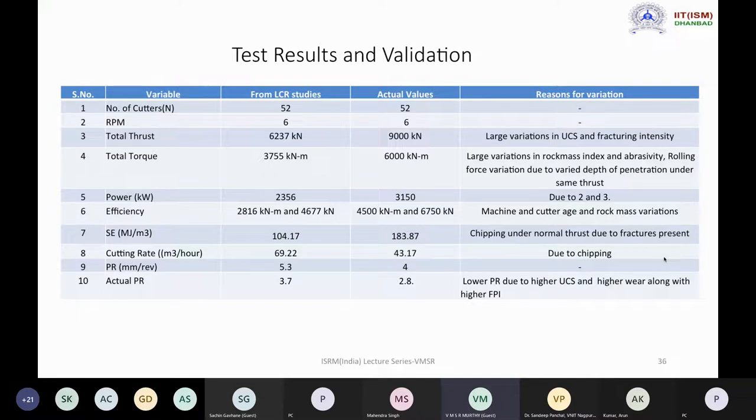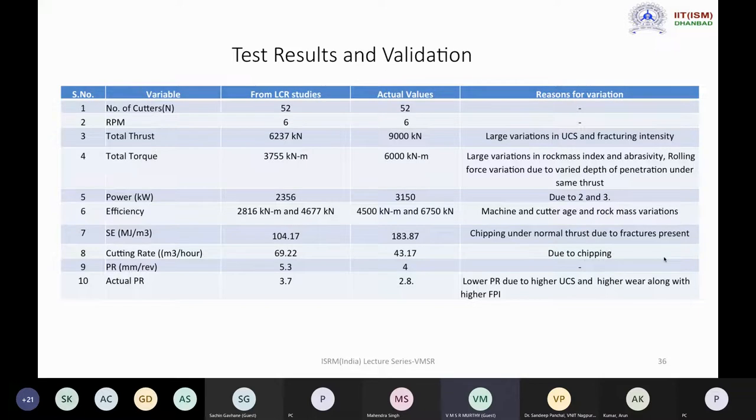You can see there is, of course, some variation. Of course, you cannot have a one-to-one relation, but we are trying to map whether there is any relation at all. The total torque from the LCR studies gives these values, and the actual values are slightly higher. The thrust is higher, the torque is higher, and the power is also higher. The reasons I have explained on the right side. The specific energy values are also obviously higher. Cutting rates, you can see that. And the penetration rate I predicted with LCR is about 5.3 millimeter per revolution, whereas the actual values are around 4 millimeter per revolution.